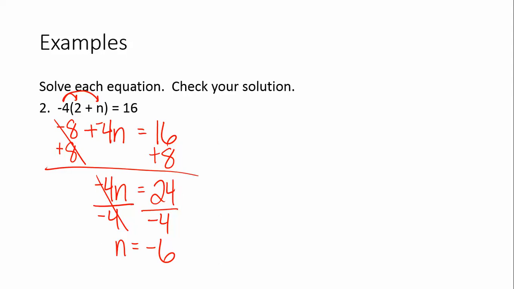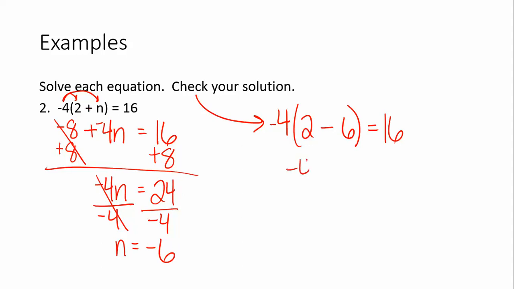We want to check our solution by plugging a negative 6 in for n. So the original problem was negative 4 times the parentheses 2 plus negative 6, or you can write 2 minus 6. I actually typically write 2 minus 6, but I just want you to understand that the reason the sign changed is because this 6 is negative. So we have negative 4 times 2 minus 6, which is also negative 4, and negative 4 times negative 4 is positive 16. So we get 16 equals 16.